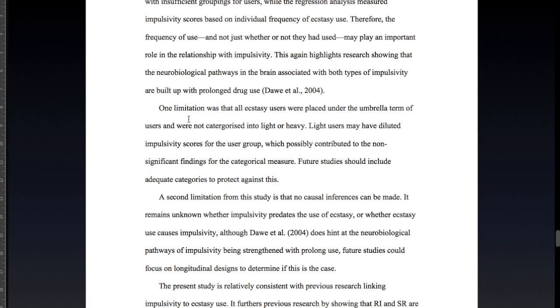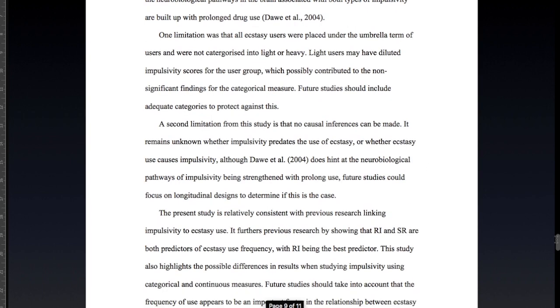So I've got one limitation was that all ecstasy users were placed under the umbrella term of users and were not categorized into light or heavy. I've said, the problem that we had with it, light users may have diluted impulsivity scores, which possibly contributed to the non-significant findings. So future studies should include adequate categories to protect against this. So it's very specific as to what future studies should do.